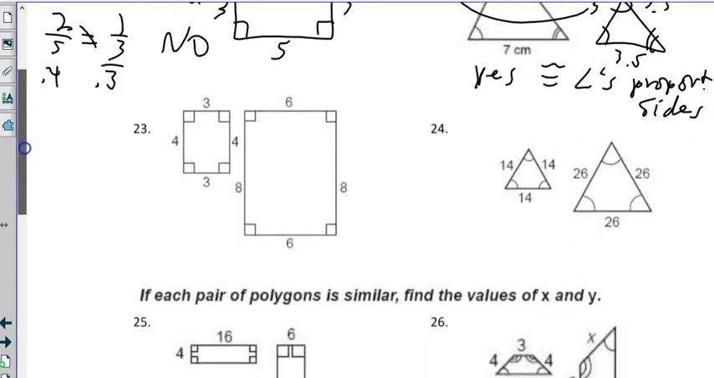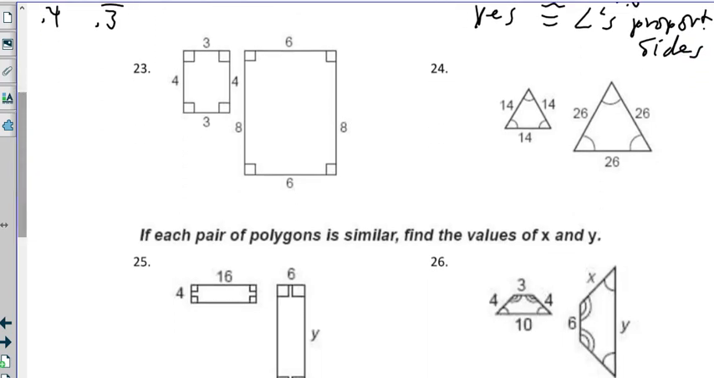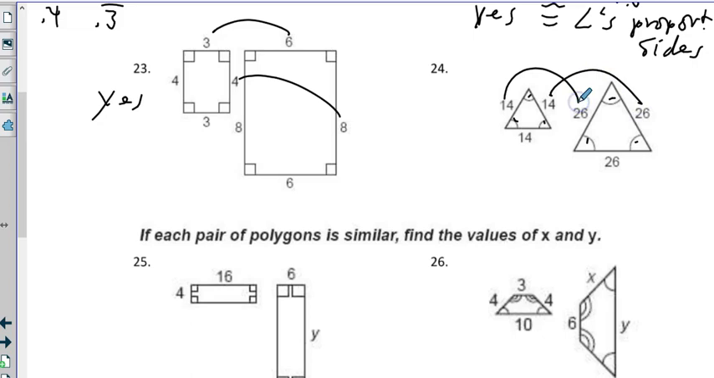The small one's half the big one, the big one's double the small one. All right, all 90 degrees. Double, same thing, yes. Angles are congruent, sides are proportional. 24. All the angles are exactly the same. 14 to 26 is the same as 14 to 26, so it's yes. And again, both of those are yes because angles are congruent, sides are proportional.